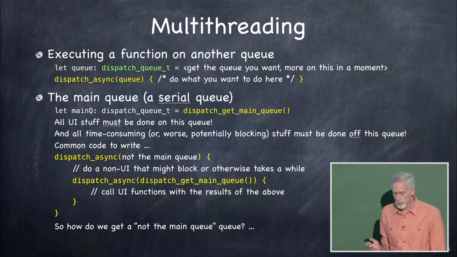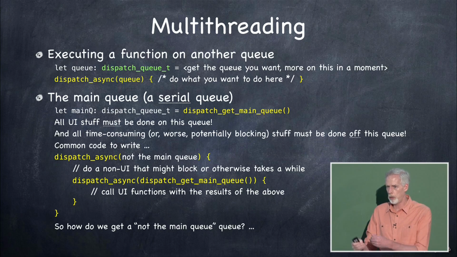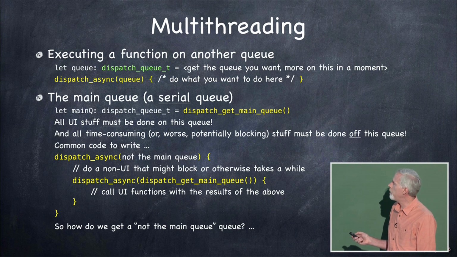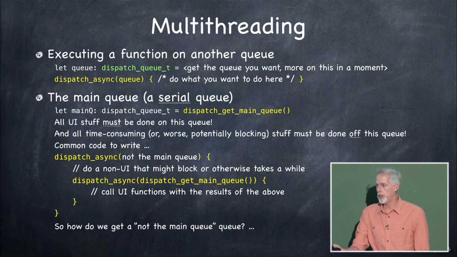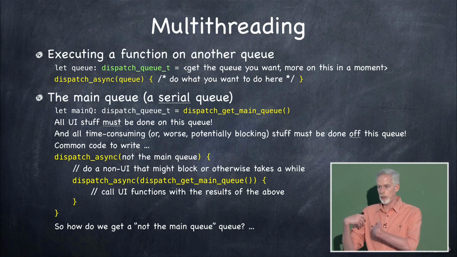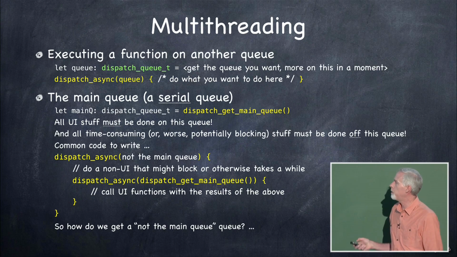So again, all UI stuff has to be on this main queue. It's a serial queue, so nothing happens concurrently on this queue. Things happen in the order they go in. But all time-consuming stuff, or even worse, stuff that might block, like going out to the network to get an image, like we are doing, where that blocks waiting for the web server on the other side to respond, all that wants to happen off the main queue.